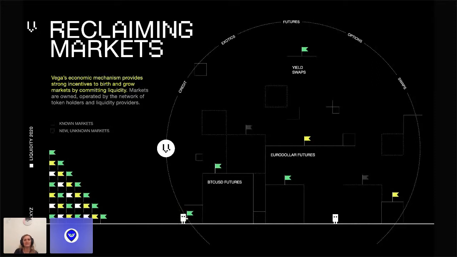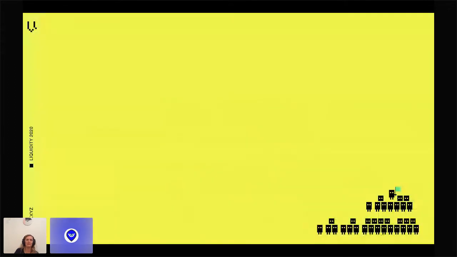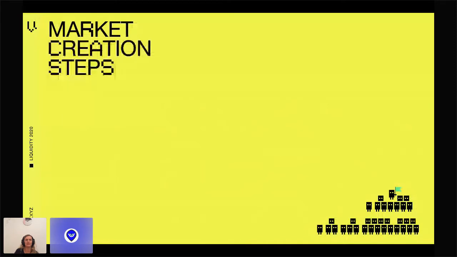So let's dive into the market creation process. There's broadly 4 steps to creating a market on Vega. So firstly, you want to identify a demand, and that's really about identifying a real financial risk management need. So an example in your everyday life might be that if you're going on holiday in 3-6 months' time, and you were concerned about the exchange rate of where you were going to travel to, a really simple example is you might want to lock that exchange rate in ahead of time.